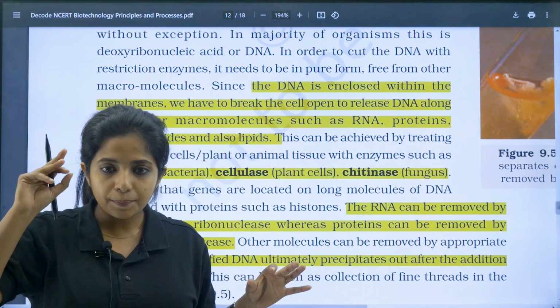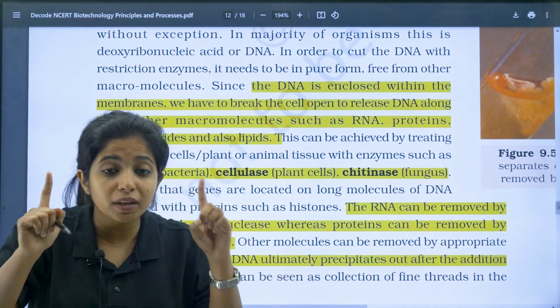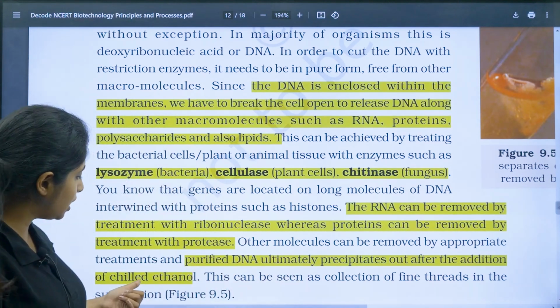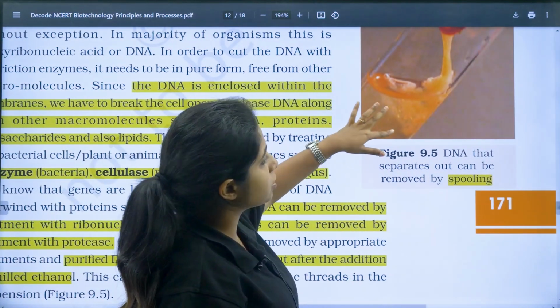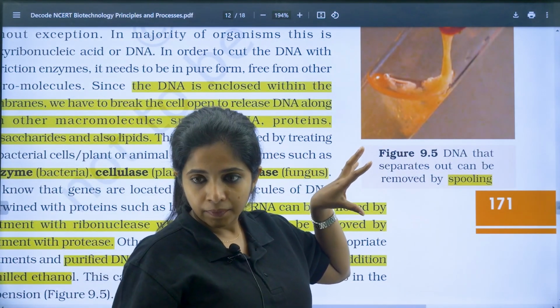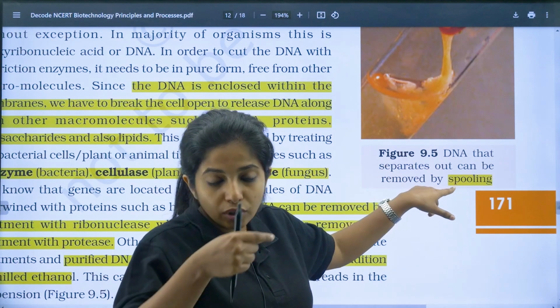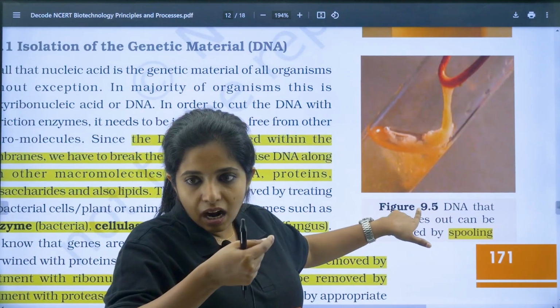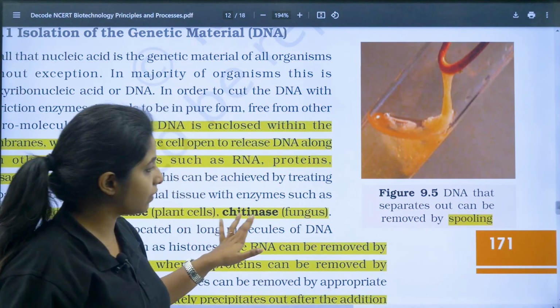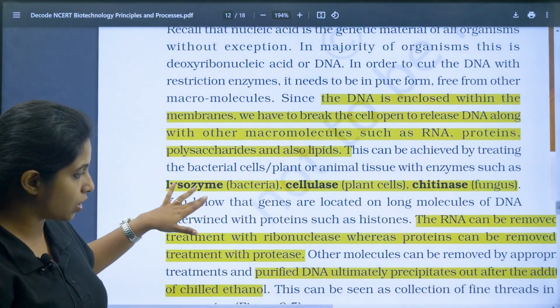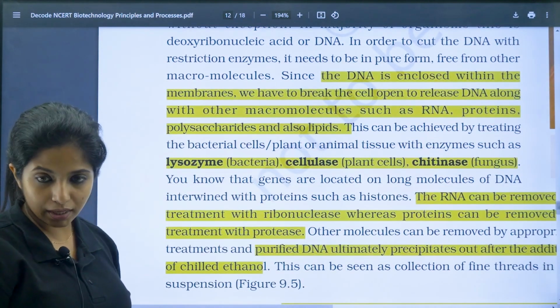You put chilled ethanol. When you put chilled ethanol, please listen to me carefully, all ears. Chilled ethanol is very much important. When you put chilled ethanol, what will happen? The DNA which is there will get separated, and finally you can do spooling, you can take the DNA outside. So, only with the help of chilled ethanol, the DNA will settle down. Please remember that.